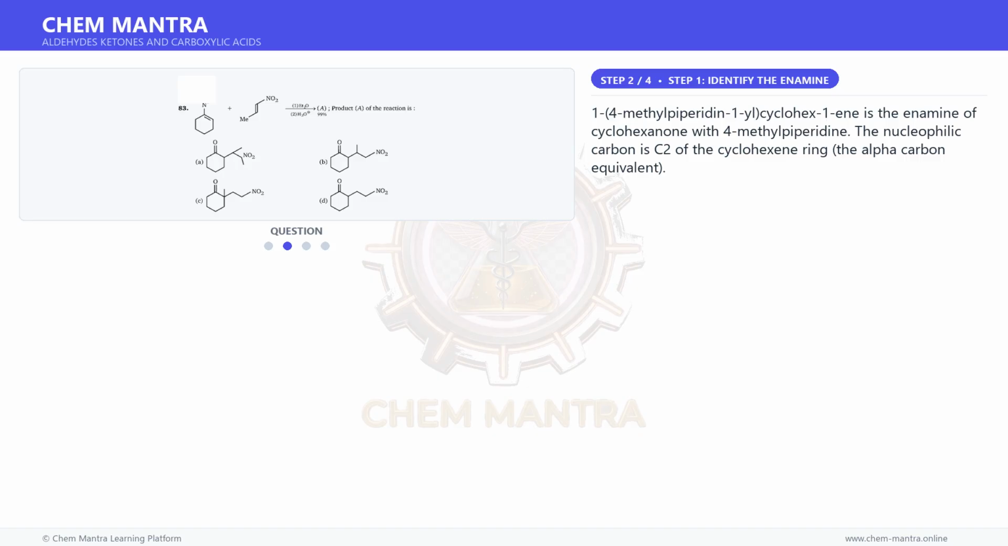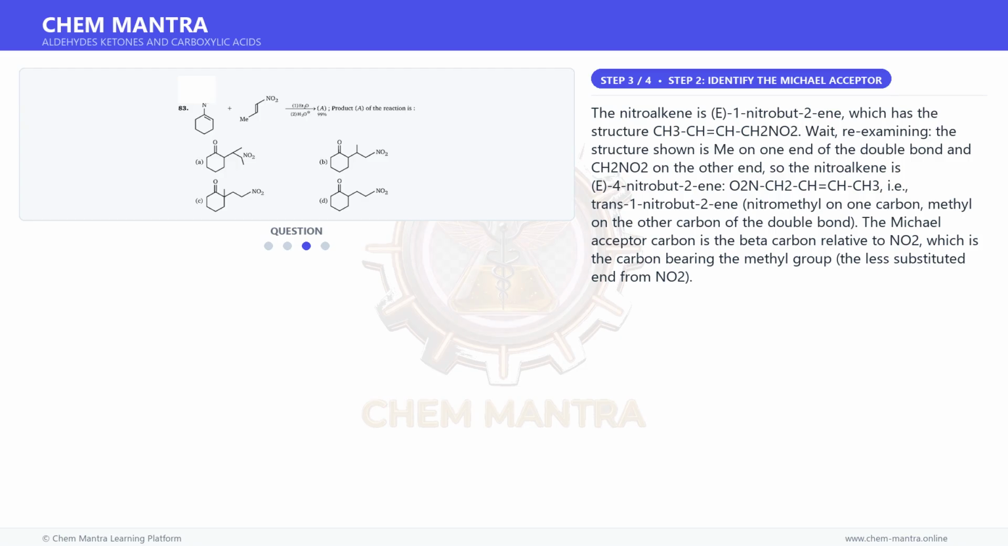1-(Cyclohex-1-enyl)-4-methylpiperidine is the enamine of cyclohexanone with 4-methylpiperidine. The nucleophilic carbon is C2 of the cyclohexene ring, the alpha carbon equivalent. Moving on to the next step.